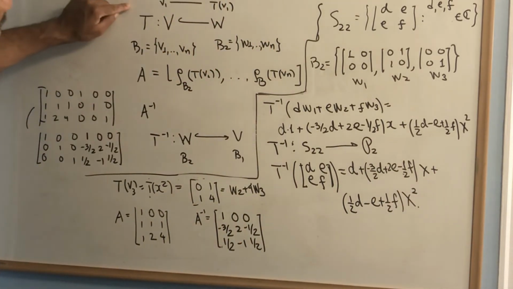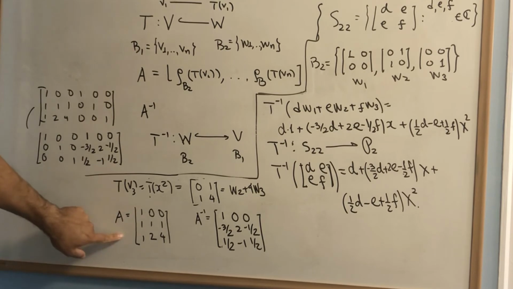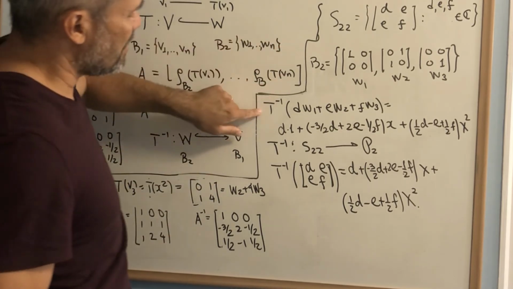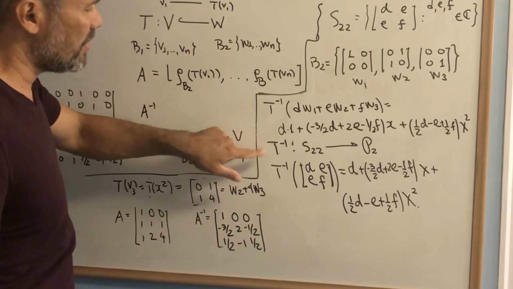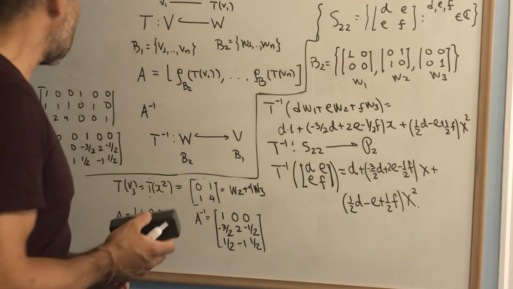Okay, notice what we have done. We first found the matrix of the transformation, which is this. We computed the inverse, and we used the inverse to find a formula for the inverse of the transformation that we started with. Let's do another example.